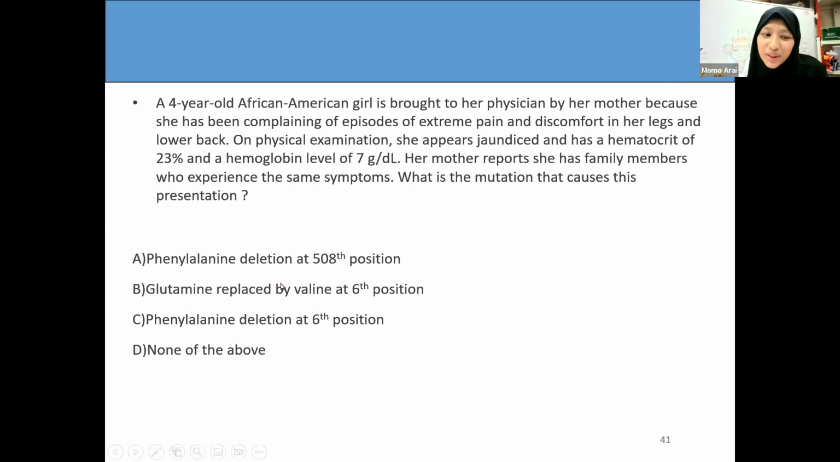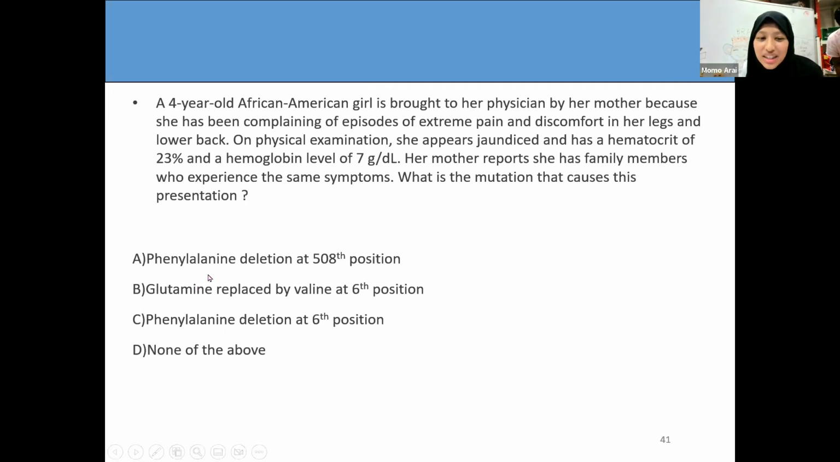Okay, so if it's not B, what is it? Because everything else is right. Yeah, it's none of the above. Everything else here is right. It's just this amino acid, it's glutamic acid. Glutamic acid is replaced by valine at the 6th position. Wait, so what's the answer? So the answer is D. Oh, whoever said it. Okay.